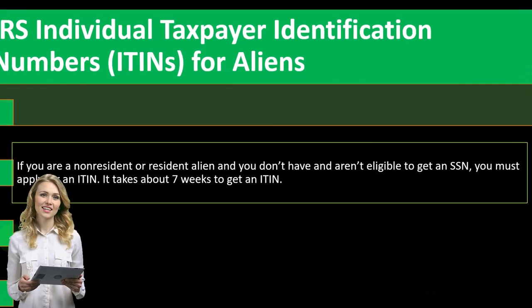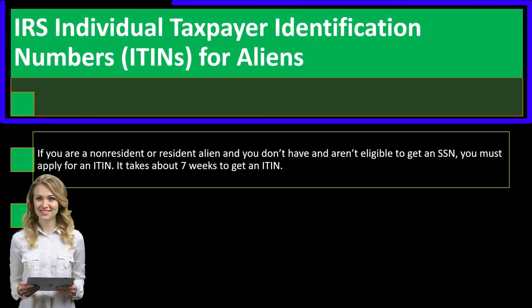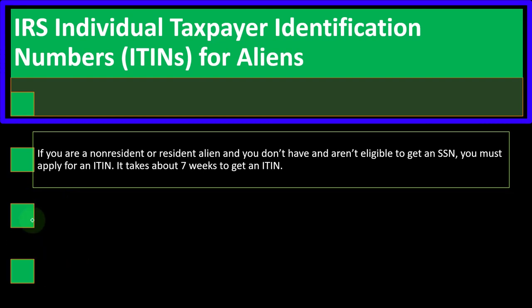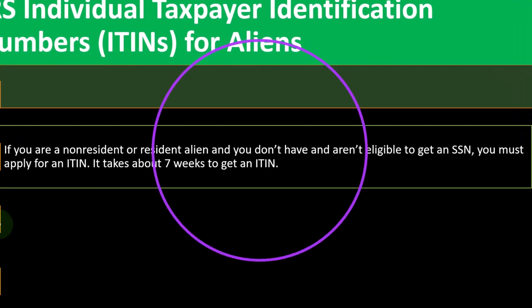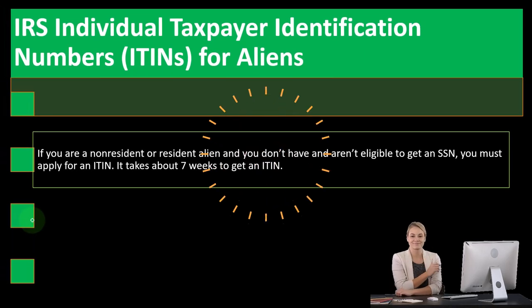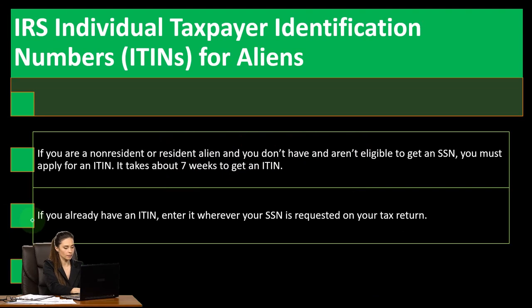So, IRS Individual Taxpayer Identification Number. Let's get into those ITINs, which are IRS Individual Taxpayer Identification Numbers for aliens. If you are a non-resident or resident alien and you don't have and aren't eligible to get an SSN, that's a Social Security number, you must apply for an ITIN. So now you can't get the Social Security number, you're still a number to the IRS, but now you're an ITIN number. It takes about 7 weeks to get an ITIN, apparently.